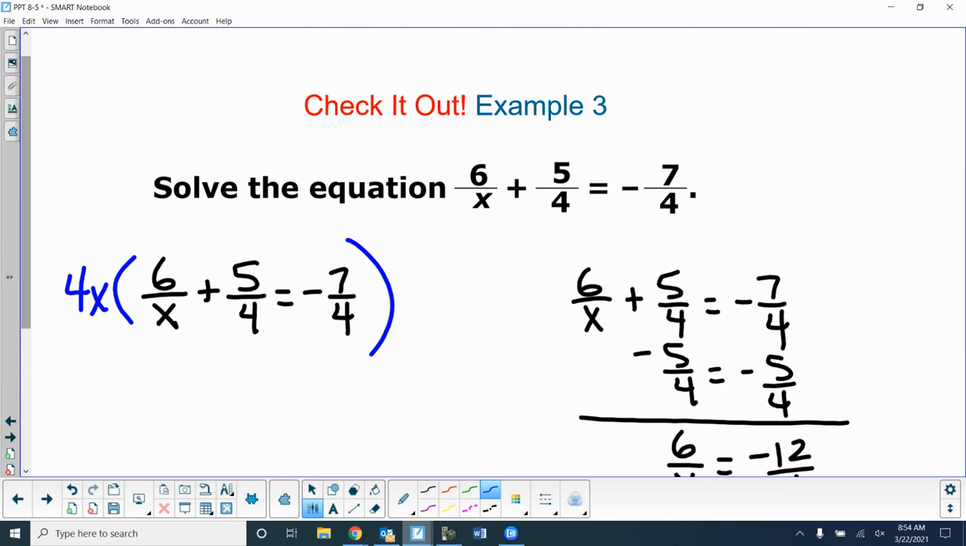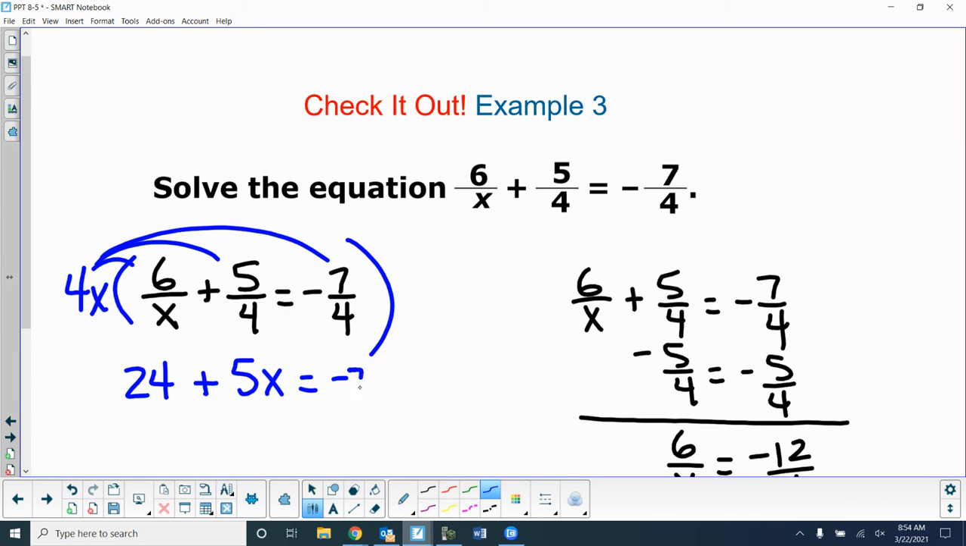So distribute this. What cancels on this one? X's. So what's 4 times 6? 24. On these two, what cancels? The 4. So it's x times 5. On these two, what cancels? The 4. So it's x times negative 7. So then it looks like that.